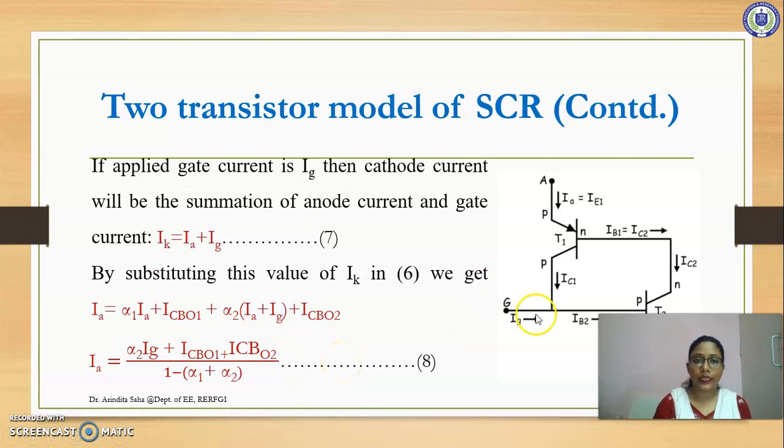Now, from the first figure, if we remember, the thyristor is a PNPN device having three terminals, anode, cathode and the gate. So we can say that IK is equal to IA plus IG, the anode current plus the gate current. So we can also substitute the values in this equation and find that IA is equal to alpha 1 IA plus ICBO1 plus alpha 2 into (IA plus IG), where IK has been replaced by IA plus IG, plus ICBO2.